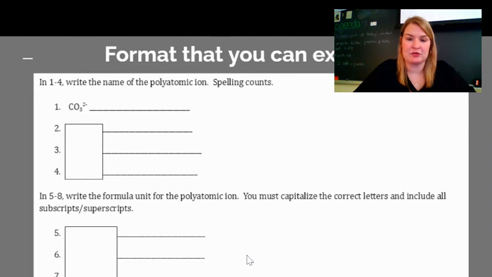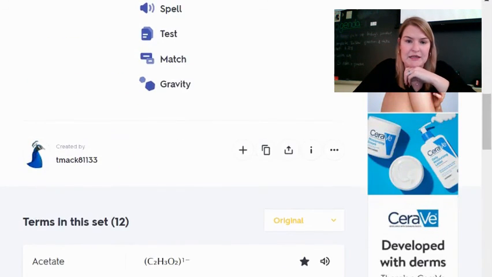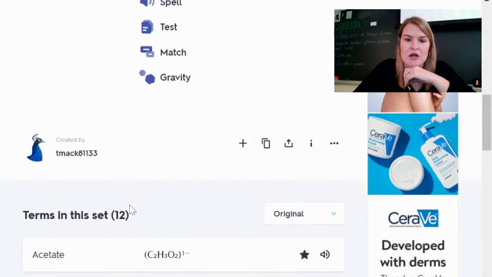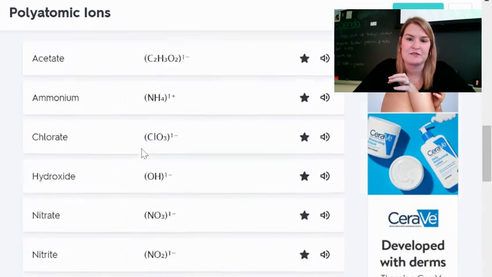And then for these ones, it'll be 4 different ones. I will give you the name, and you need to write the formula. So that means you need to know which letters are capital, which are lowercase, where the subscripts are, where the exponents are. So this one's a little bit trickier. The Polyatomic Ion Quizlets, there's QR codes and URLs at the back of your paper. The first one, I think this was made by Thomas McCormick. So if you look, these are just the name and the formula. So if you want to quiz yourself in that way.